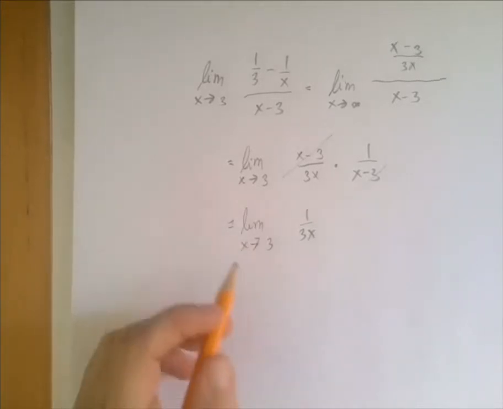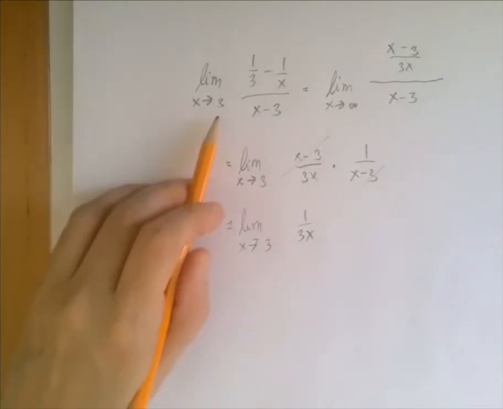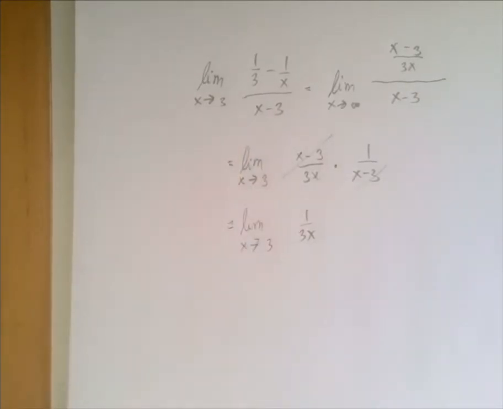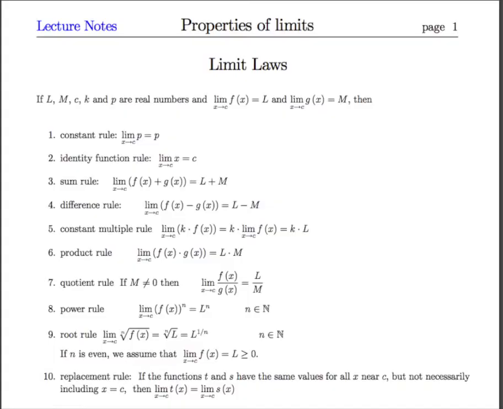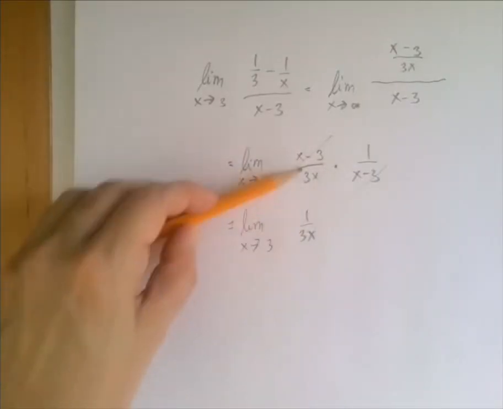We're going to see another list of properties that govern two-sided limits, so limits at a number. And you will see that the properties are very similar. So the question is, what allowed us to make this step? And the answer is, this is where the replacement rule works. Because these two functions are the same except for at x equals 3.